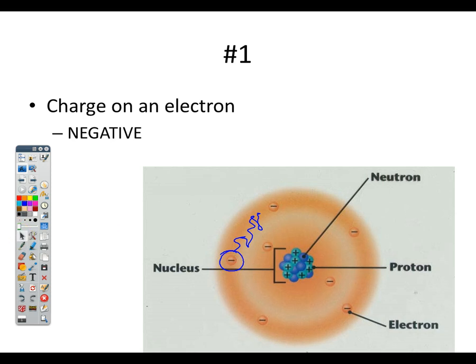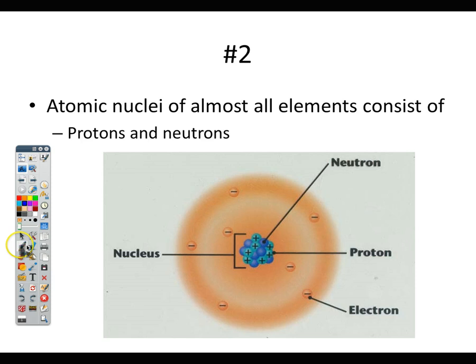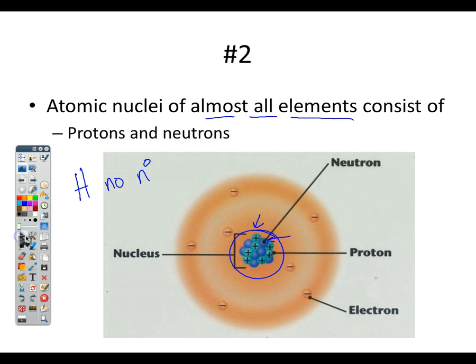For number 2, we have the nuclei of almost all elements consists of both protons and neutrons. So you'll see that there are both protons, which are positive, and neutrons, which are neutral on the inside of the atom. They say almost all elements because this element, hydrogen, does not have any neutrons, so there's no neutrons on that one.